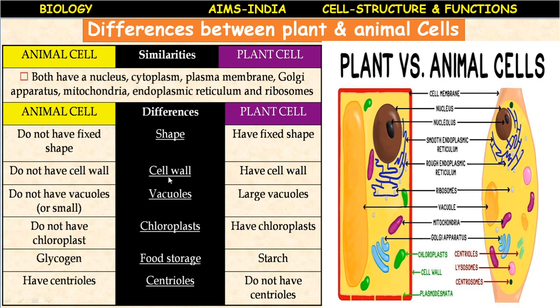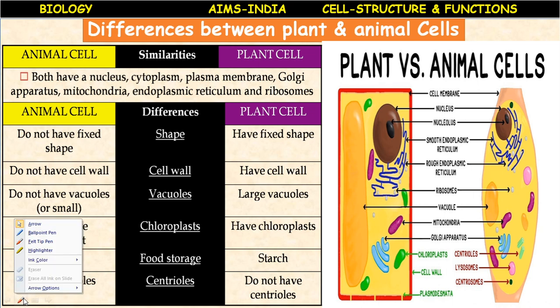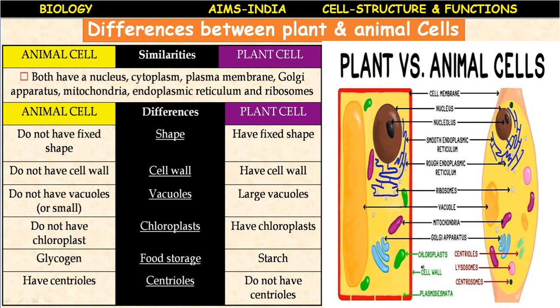Next, cell wall, a typical structure. The cell wall is present in plant cells and absent in animal cells. They don't have a cell wall.